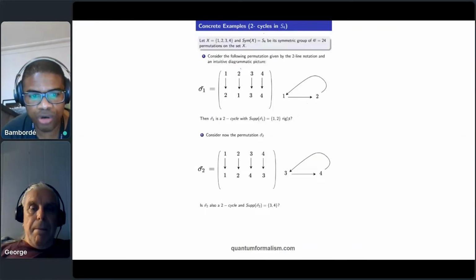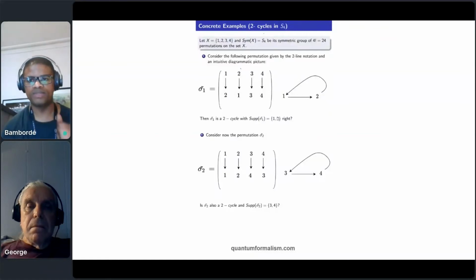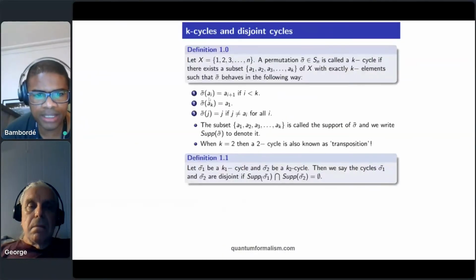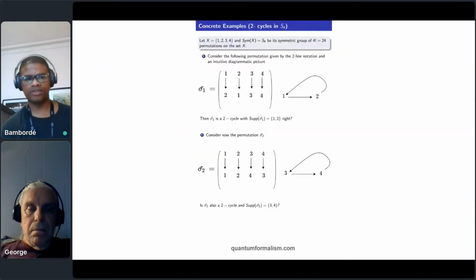And here's the second. The claim is that this sigma 1 tilde is a 2 cycle with support 1, 2. Do you agree? Look at the definition. I will go back again to the definition. In this case, A1 happens to be 1, A2 is 2. So it takes A1 to A2, but then it takes A2, which is the last element, back to A1 again. Do you agree?